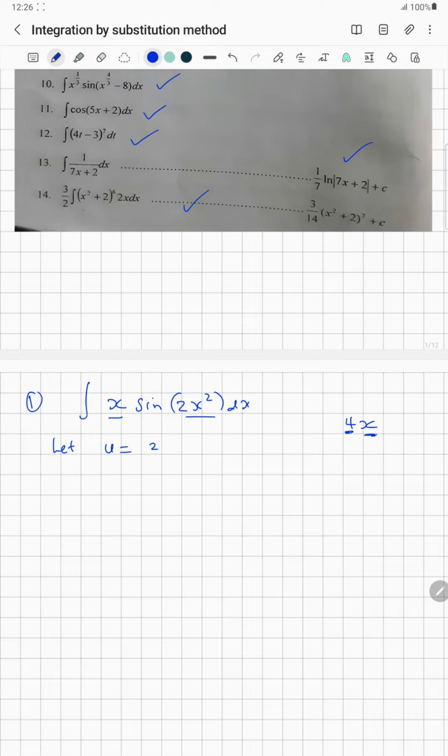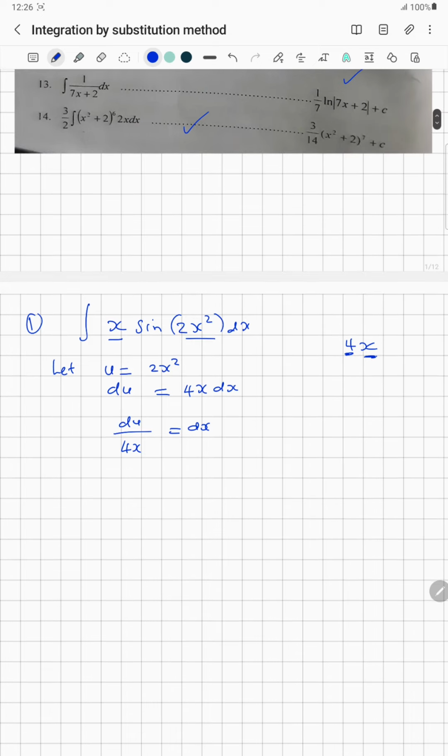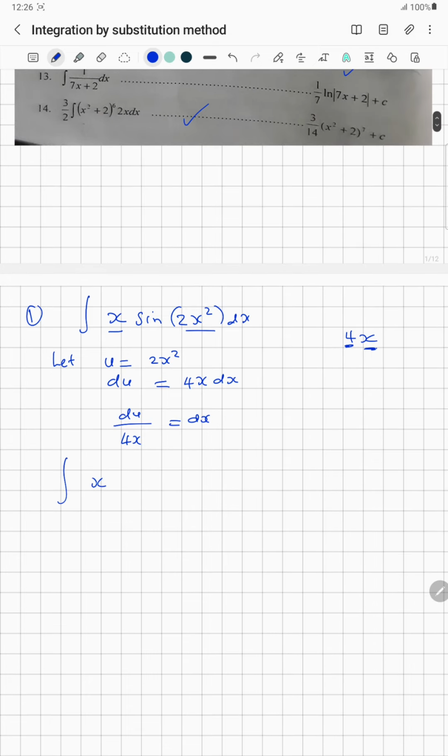So we let u equal 2x squared. Then we find du over dx, which is 4x. This means that du over 4x equals dx. Then we can do the substitution. We are integrating x sine of the whole of this, which we replace with u. Then dx we replace with what we have found here, du over 4x.